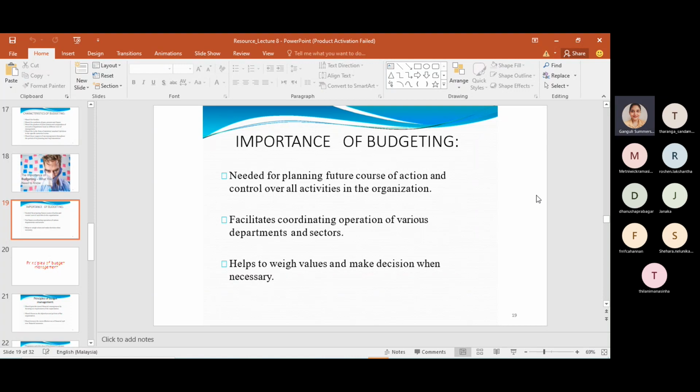And the other point is budgeting allows you to make your own decisions when necessary. Like I mentioned earlier, if your expenses are more, then you need to make decisions to control your expenses, right? So likewise, budgeting allows you to make decisions when it is necessary. So this is why budgeting is important for a company.